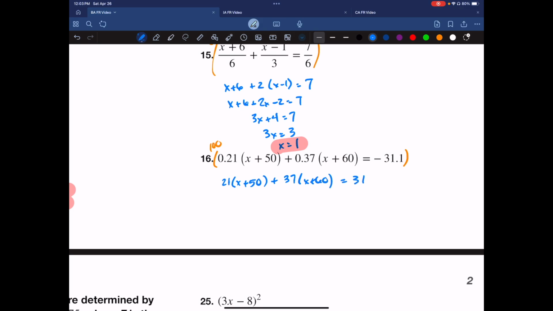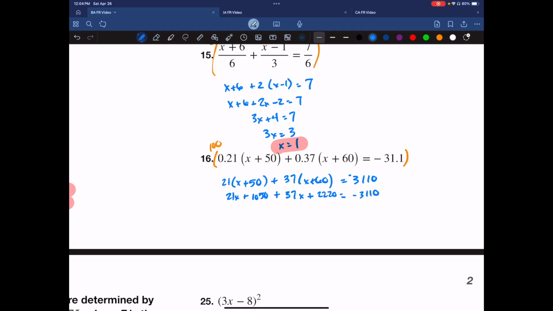And then you get, the last number only has 1 decimal, but if I multiply by 100, then it's going to be 3110. And don't forget the negative. Okay, and at this point, I no longer have the decimals, so I can get to work. You're dealing with slightly bigger numbers, but most people would prefer to work with slightly bigger numbers as opposed to decimals. So 21x plus 1050 plus 37x plus 2220 equals negative 3110.